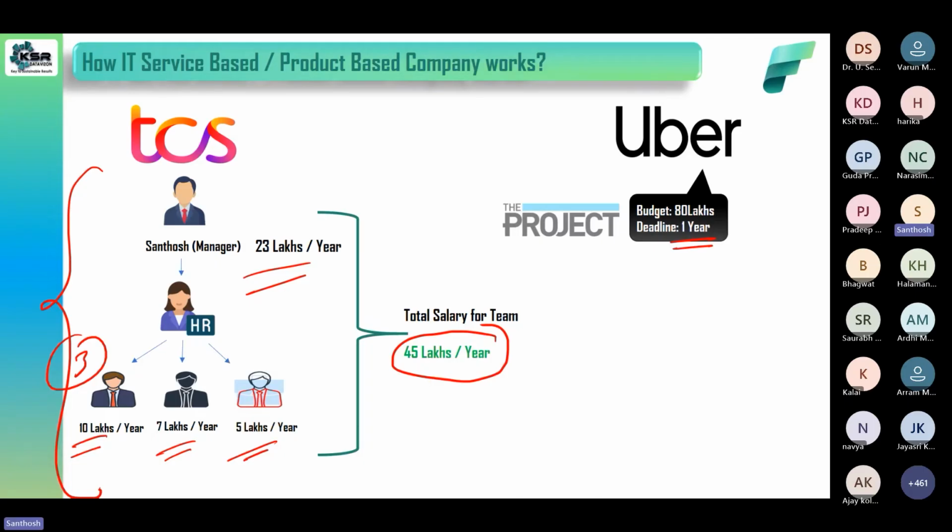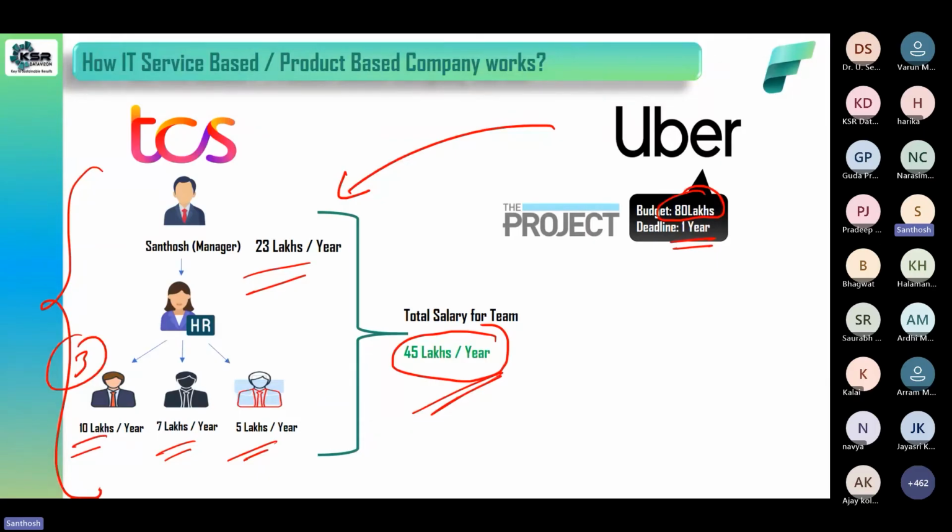Now people are thinking, oh, the budget is 80 lakhs. So 80 lakhs Uber is giving to TCS, but TCS is hardly spending 45 lakhs. So that means where is this 35 lakhs? Are you thinking that 35 lakhs is a profit? Are you thinking TCS is making 35 lakhs as a profit?